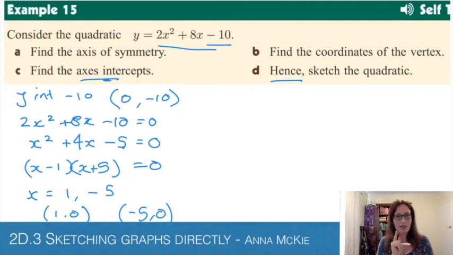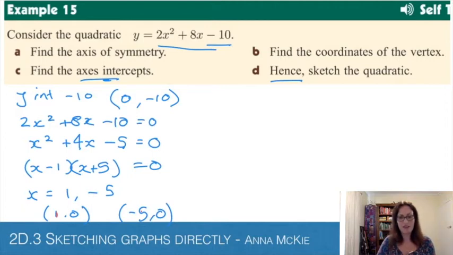So this is where having a set of coordinates comes in really handy. Look at your x values that you've got across your coordinates. Here on this screen we've got a 0, a positive 1 and a negative 5. And from the axis of symmetry we had a negative 2. So we need values for x ranging from positive 1 down to negative 5. So that's how far we've got to go.